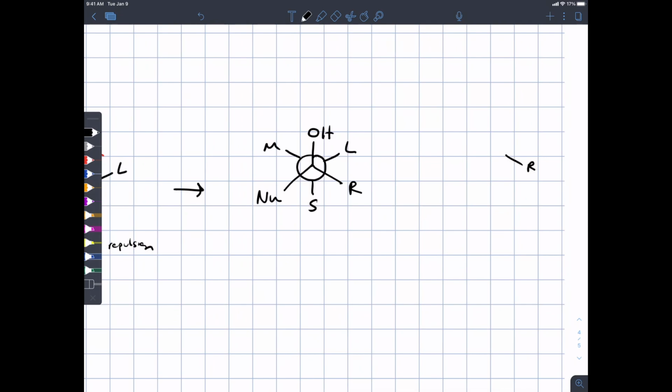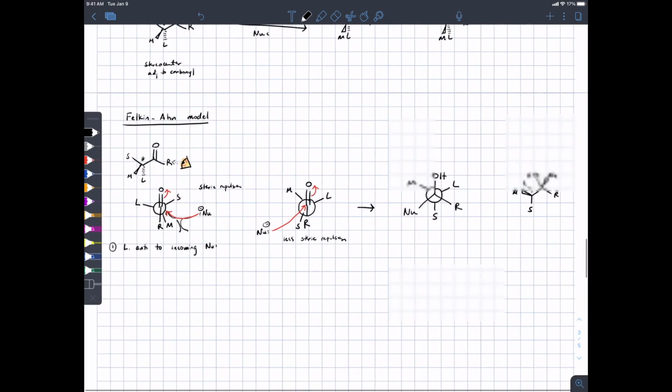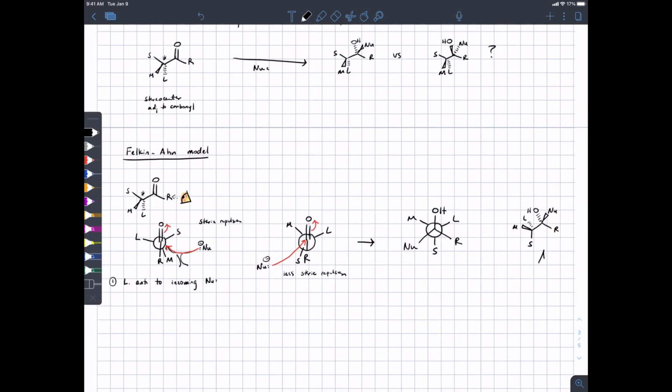We'll have the R group, the nucleophile having come in from the top, OH back, and so this is going to be the major product. And in terms of what we drew, that's up here, that's this one, which according to the Felkin-Anh model is going to be the major product.